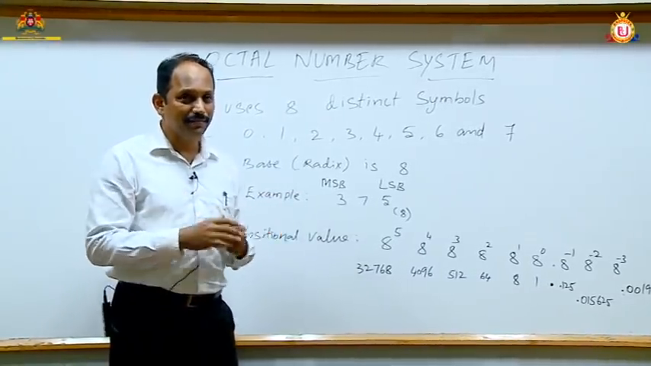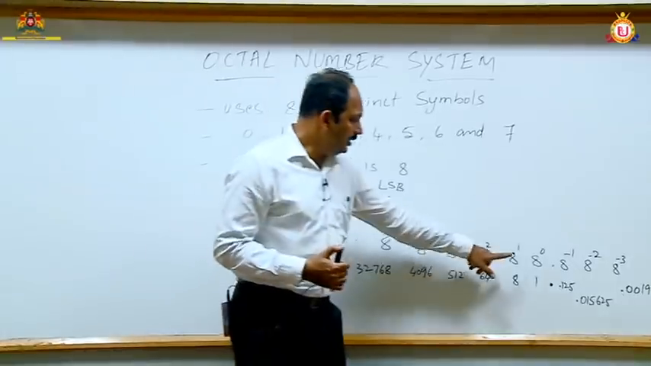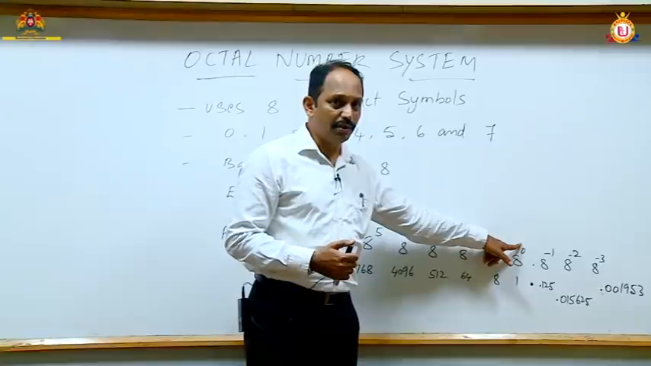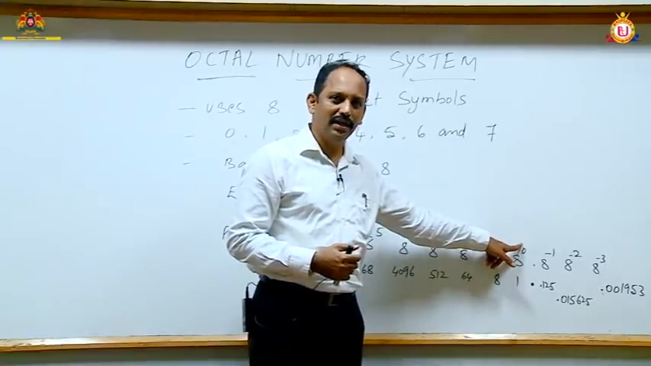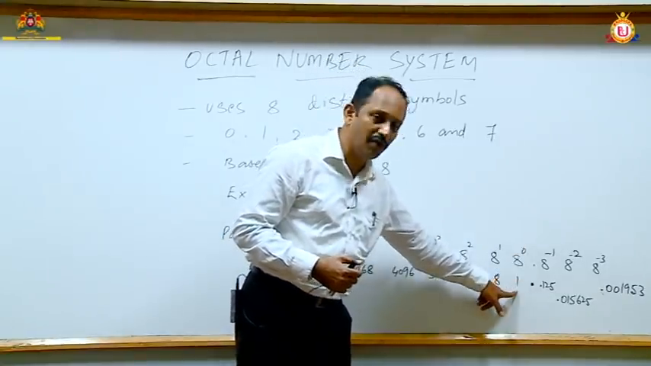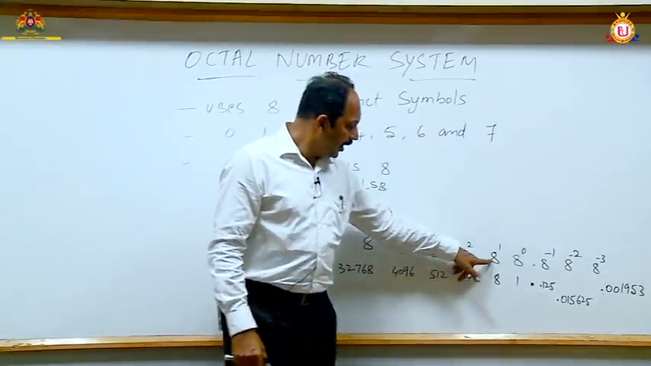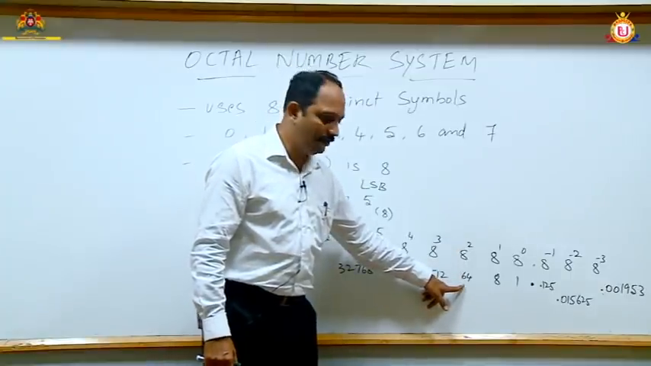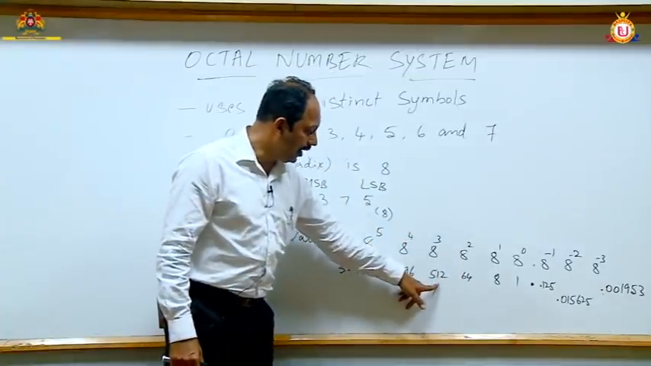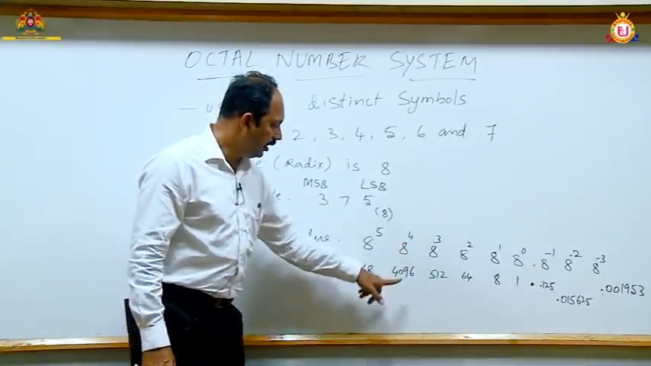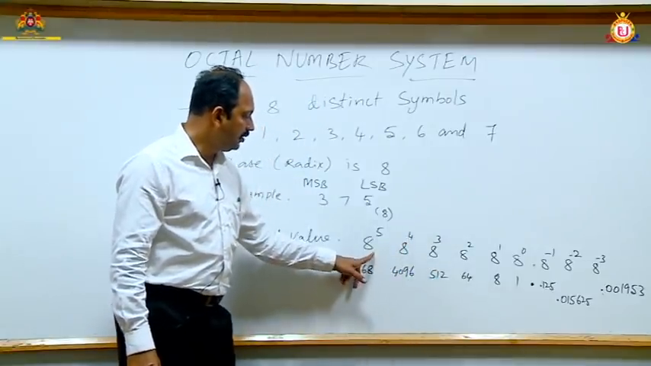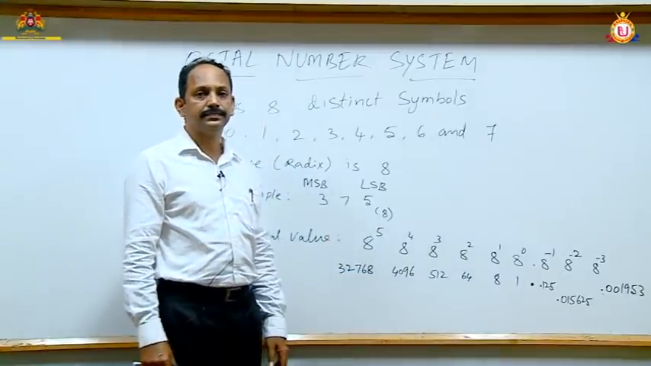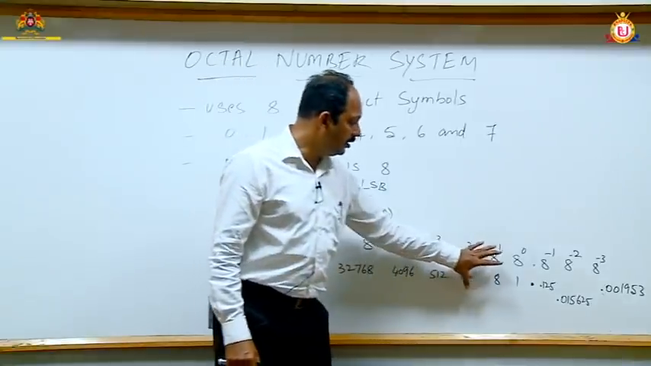It remains the same. So, what is 8 to the power of 0? Any number raised to the power of 0 is 1, I said in the first class itself. So, 8 to the power of 0 is 1, 8 to the power of 1 is 8, 8 to the power of 2 is 64, 8 to the power of 3 is 512, 8 to the power of 4 is 4096, 8 to the power of 5 is 32,768. This is the integral part.